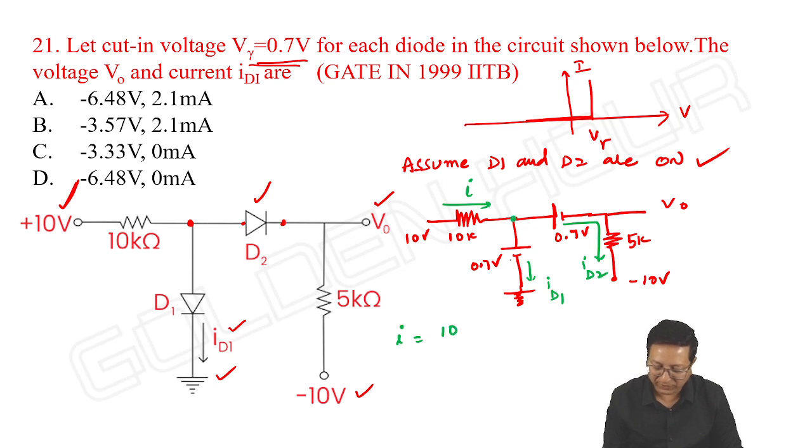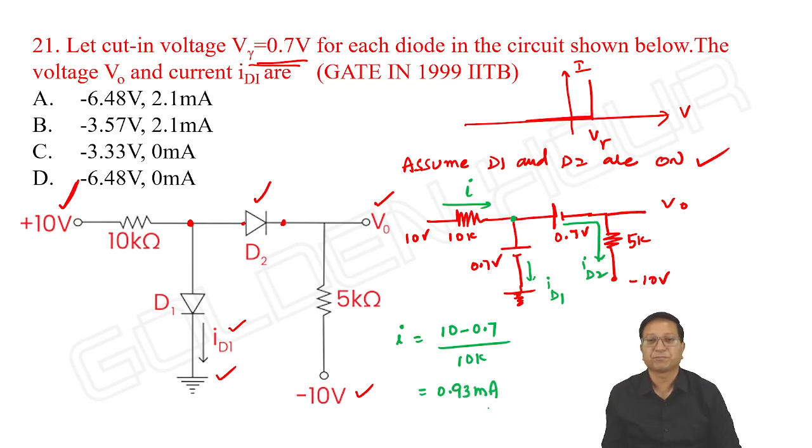So I can write I is equal to 10 minus 0.7 by 10 kilo ohm, since the voltage is 0.7 volts. It is equal to 0.93 milliampere. Then what about ID2? ID2 can be written like this, or if I take the loop equation, from that also we can write.